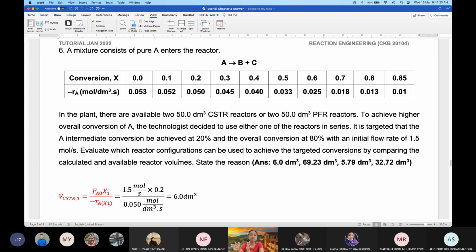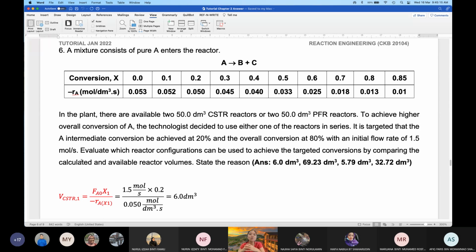Okay, so to solve this problem is basically what you do is, saya ada kata, compare calculated and available reactor volume. Means katakan, you know your requirement of the conversion, you calculate the volume reactor yang diperlukan. When you calculate the volume, that's actually the minimum volume of your reactor required for you to achieve that conversion. So when you calculate the volume, you compare dengan the available reactor volume. So maksudnya, katakan, if you calculate the reactor volume is smaller or lesser than the available volume, then you can use the reactor. Tetapi katakan volume yang kamu kira tu adalah lebih besar daripada volume reactor yang sedia ada. Hence, you cannot use the reactor.